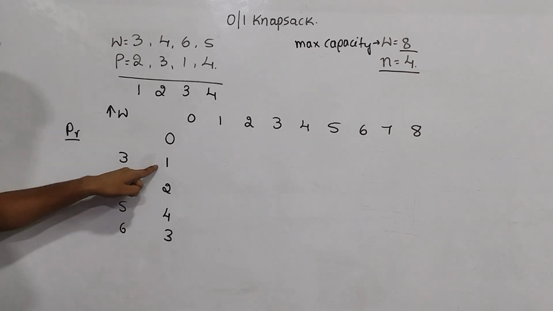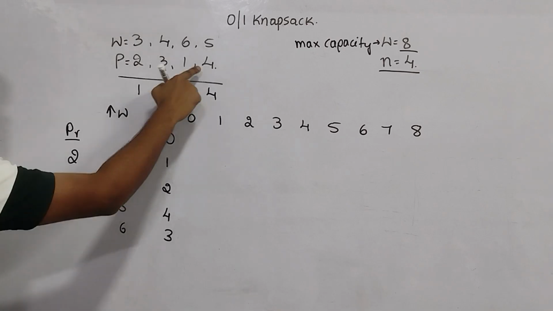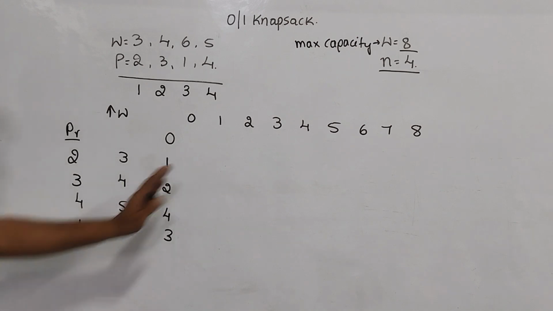So what is the profit of the first item? It is 2. Next it is 3. Third item it is 1. And fourth item it is 4. Now this much is over.